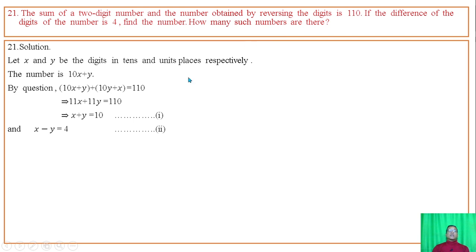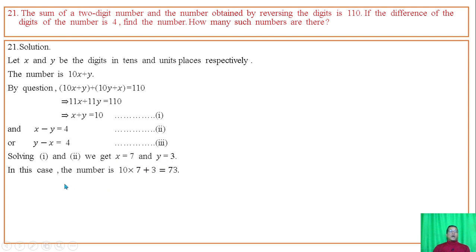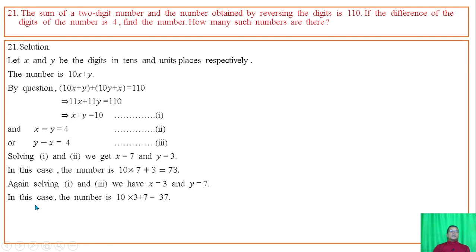If the units place digit is larger than the tens place digit, then y minus x is 4, equation 3. Solving 1 and 2, we get x equal to 7 and y equal to 3. In this case the number is 10 into 7 plus 3, that is 73. Again, solving equations 1 and 3, we have x equal to 3 and y equal to 7. In this case the number is 10 into 3 plus 7, that is 37.